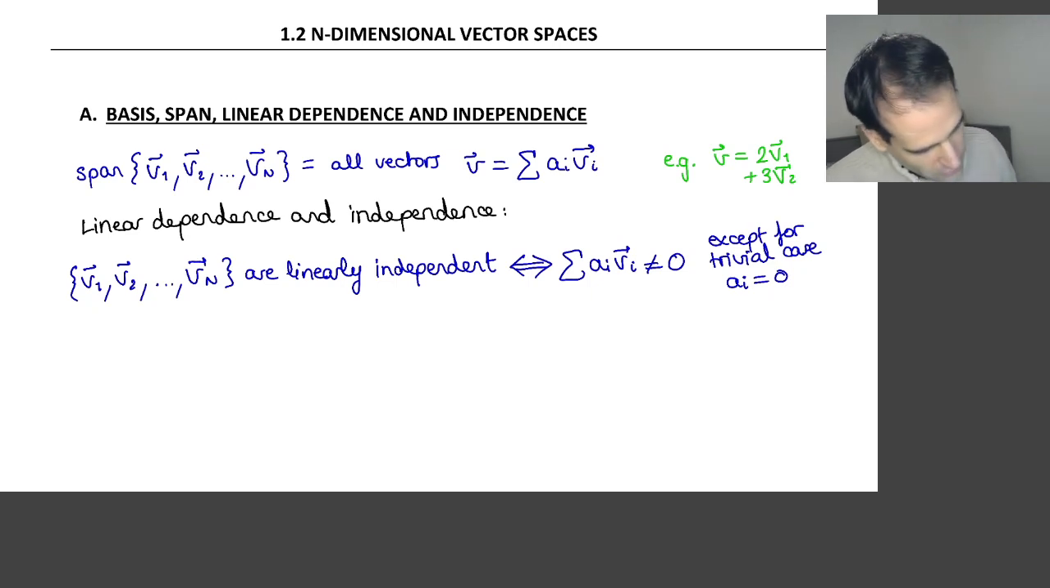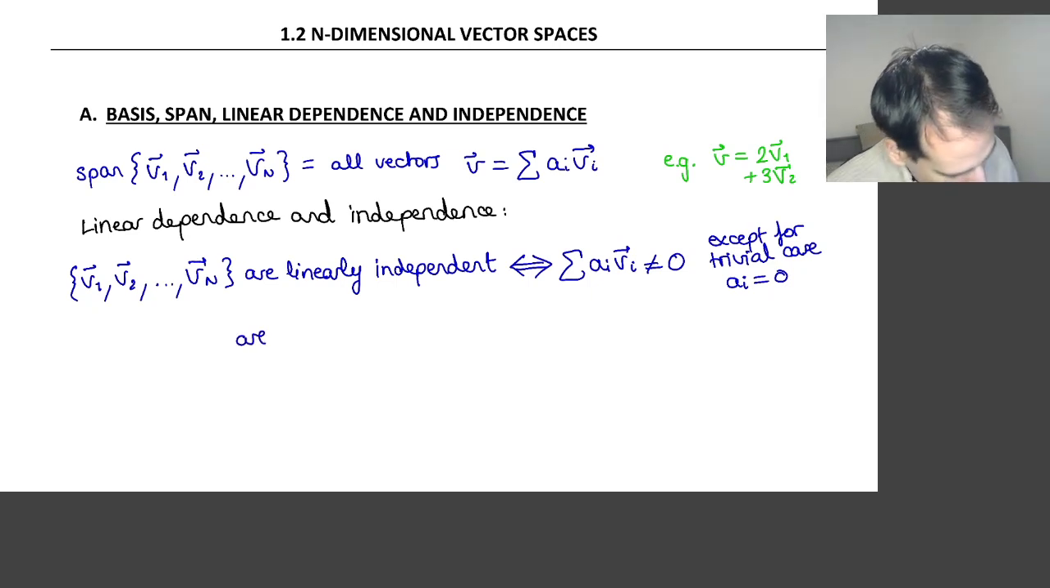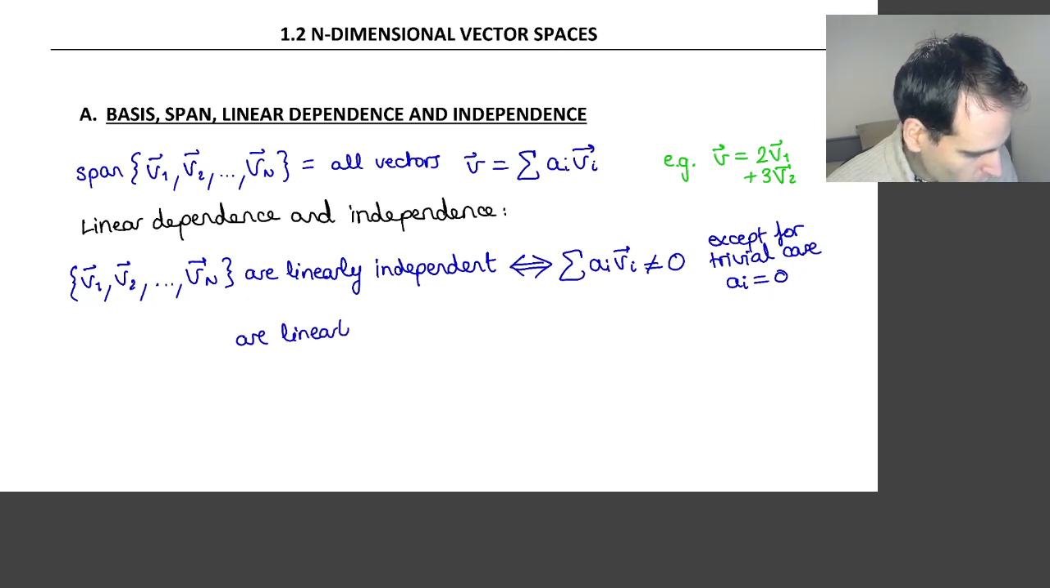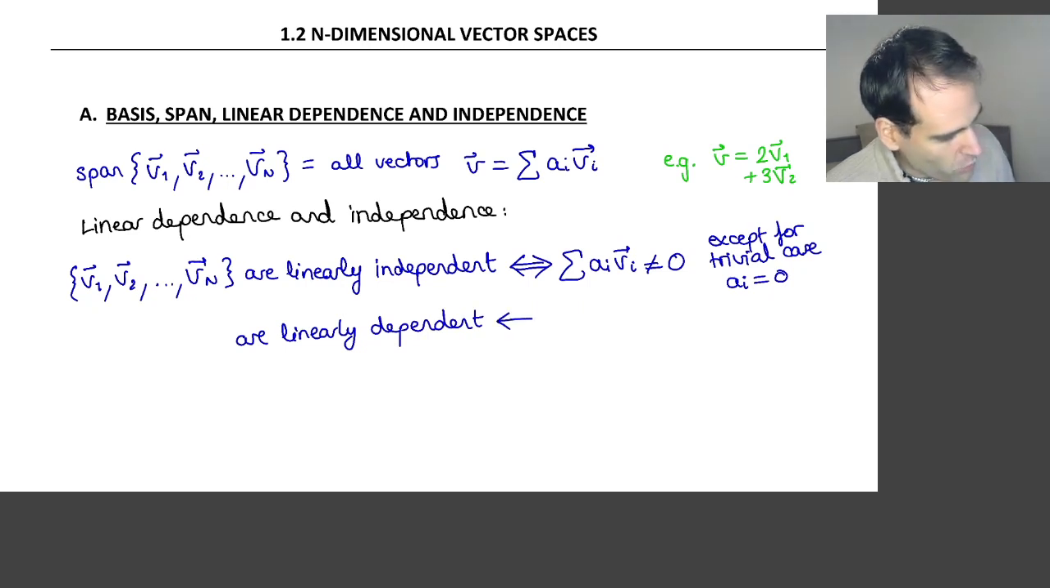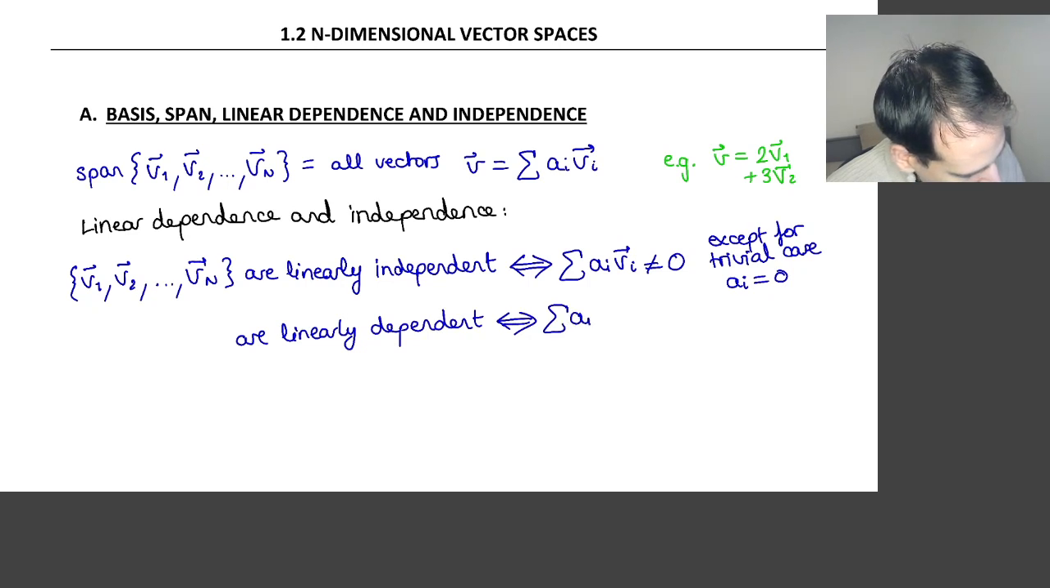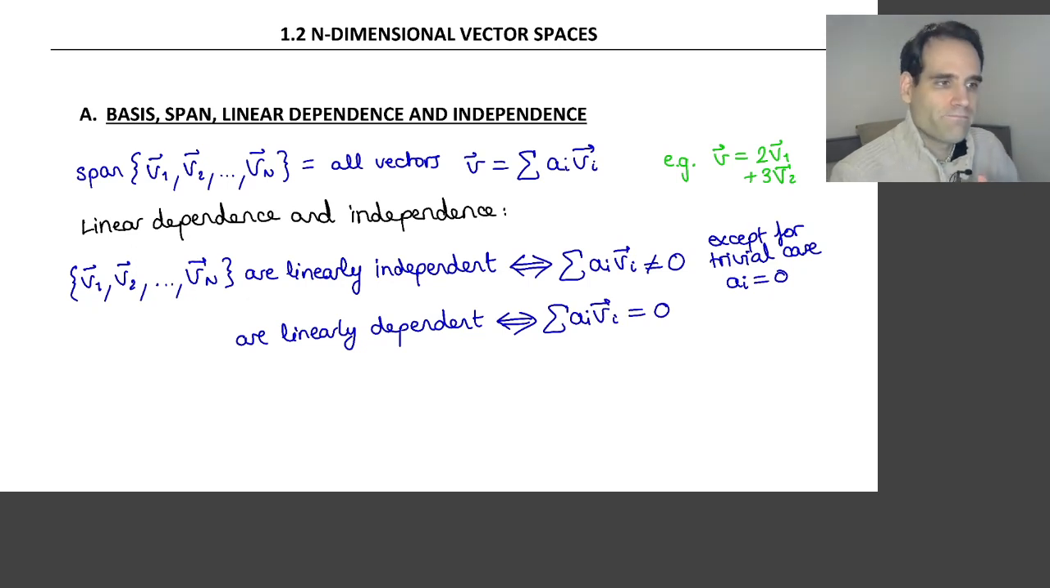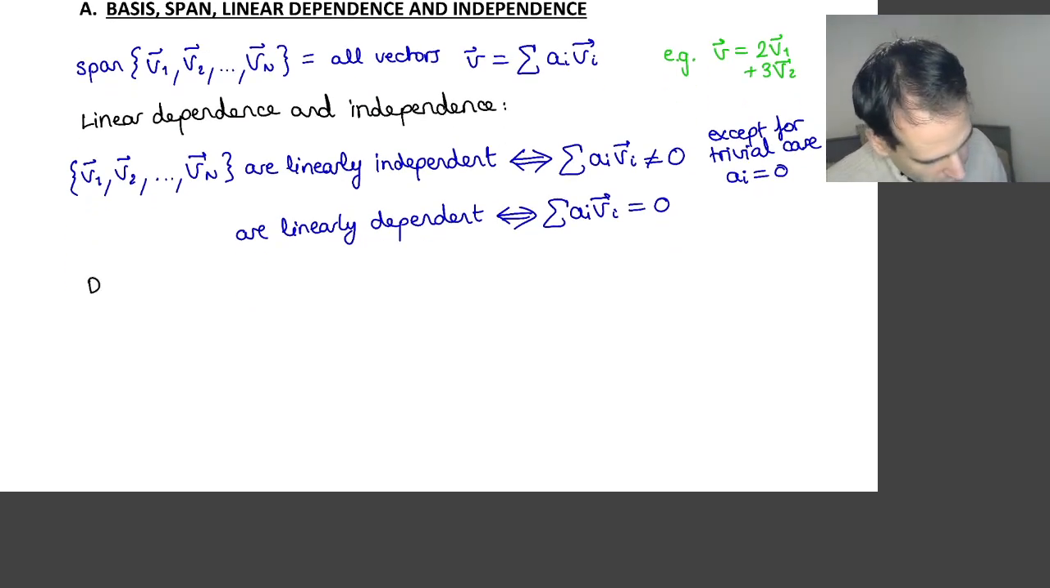Okay? Now, this set of vectors is linearly dependent if and only if there exists one solution in which you can do a linear combination of the vectors and get a result of 0, without having all of the ai's equal to 0. So that's the definition. Then another important concept was to remember what is the dimension of the span of vectors.